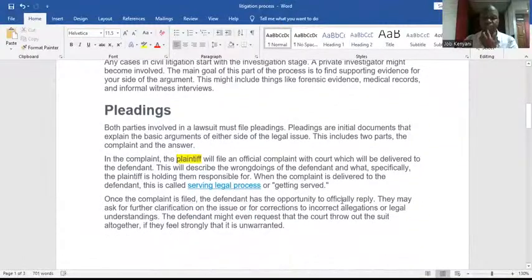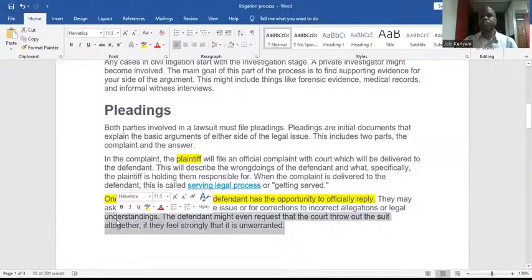Once the complaint is filed, the defendant has the opportunity to officially answer or reply. They may ask for further clarification on the issue, or for corrections to incorrect allegations or legal understandings. The defendant might even request that the court throw out the suit altogether if they feel strongly that it is unwarranted, or that there is no concrete evidence to pin them down. So in this case, the complaint, or petition, is presented to the defendant, and they answer back by presenting their answers.